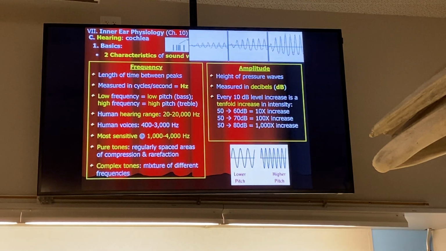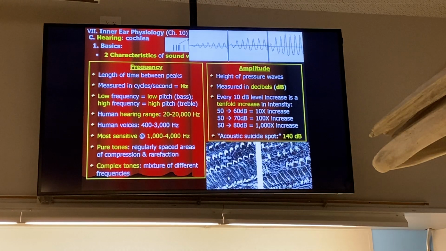But this is why this diamond explains it. It's a logarithmic ratio. Every 10 decibel increase is a 10-fold increase. So if you go up 20 decibels, it's not 20 times higher. It's 10 times 10. It's 100 times higher. Every 10 decibels is 10 times higher. Everybody got it? It's a logarithmic ratio.